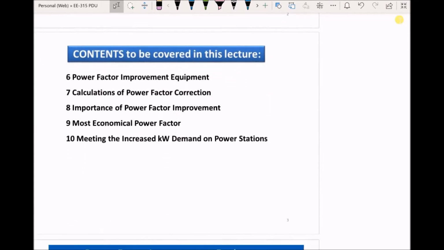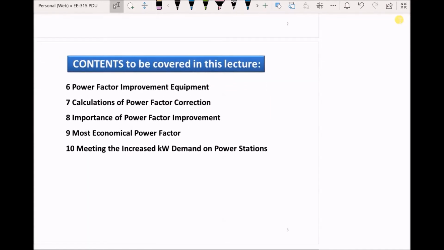In today's lecture, we will study the equipment that could be used for power factor improvement. Power factor calculations will be made, and after that, the importance of power factor will be studied based on the equipment and also on the cost of equipment.